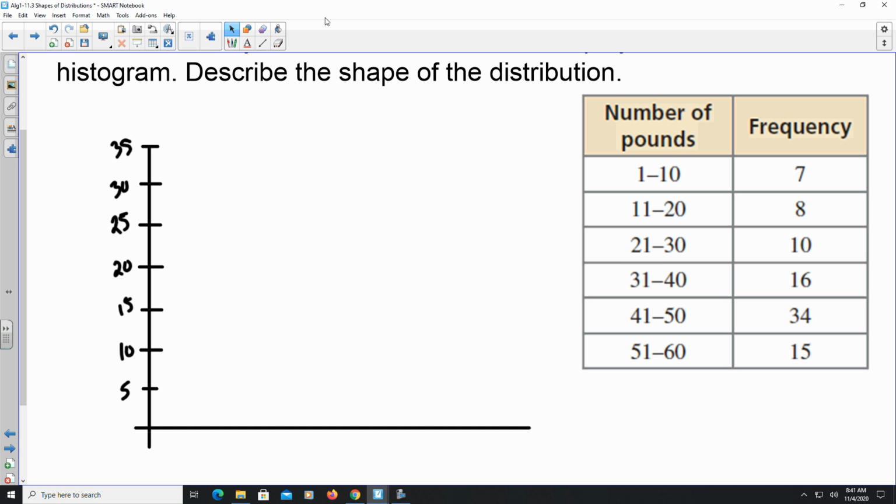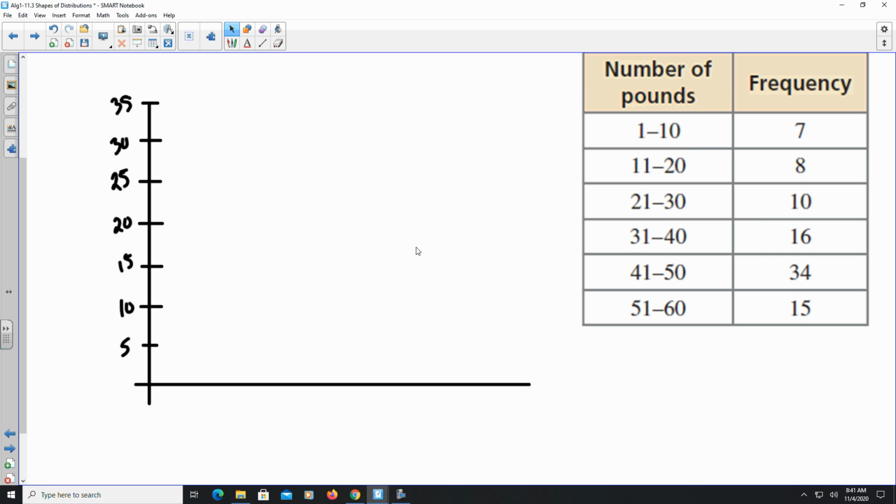Okay, so on the bottom, I make 1 through 10, another one 11 through 20, another one 21 through 30, another one 31 through 40, 41 through 50, and finally 51 through 60.